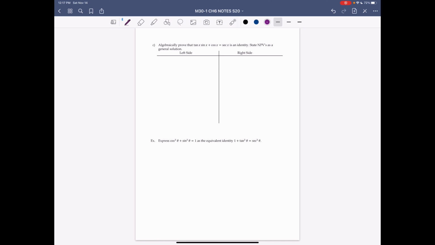When we graphed it though, we saw that the two graphs were exactly the same, which means the identity must be true. So now we're going to show algebraically that it's true for all values of x, and of course we need to state our NPVs when proving something that has any fractions in it.